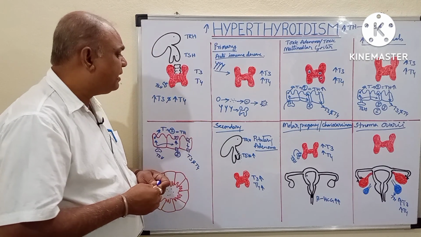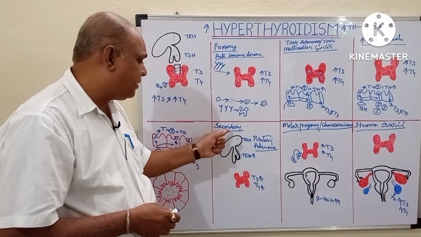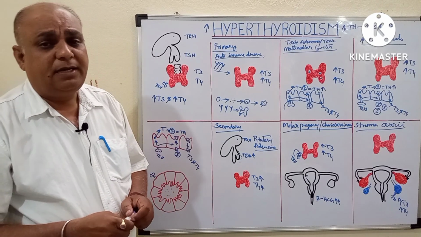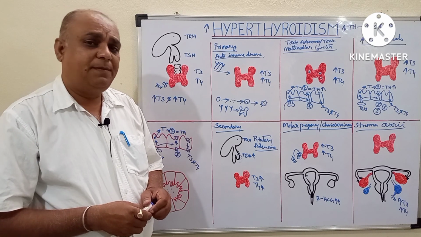We have seen the categories of hyperthyroidism, which are primary hyperthyroidism and secondary hyperthyroidism. We will meet in our next video program with a few more pieces of information related to hyperthyroidism.